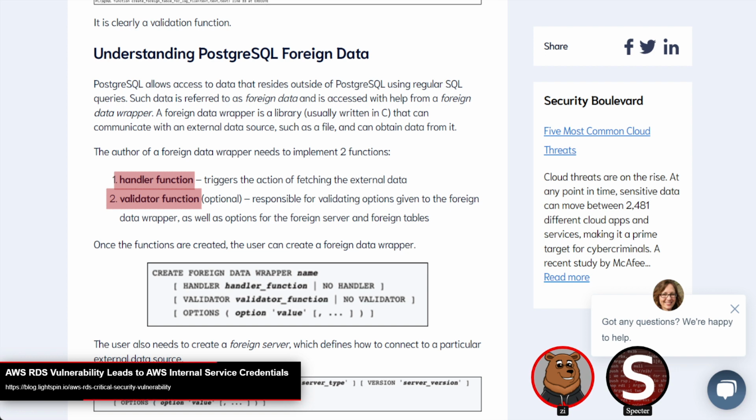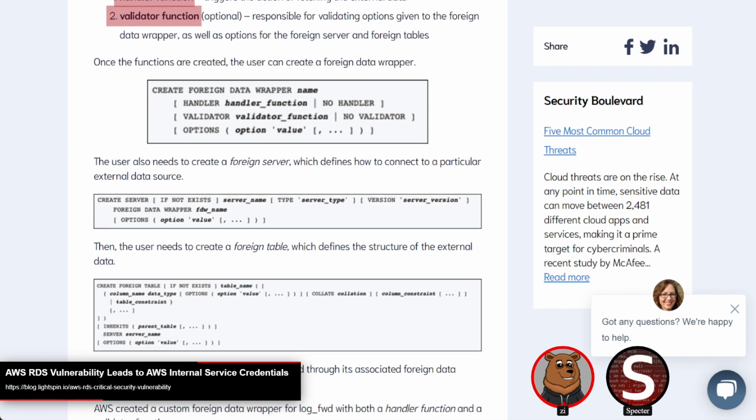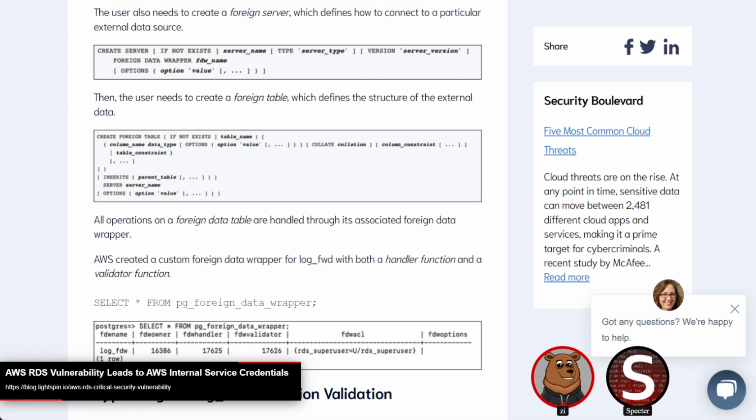The validator, when you give it a foreign data source, will basically validate the options. So it just gives you a chance to run the validator. That's optional, and then the handler actually loads it. What that also means is you can go ahead and just disable the validation function or the validation handler and just say, nope, I don't want to run that. And then the handler just gets it.